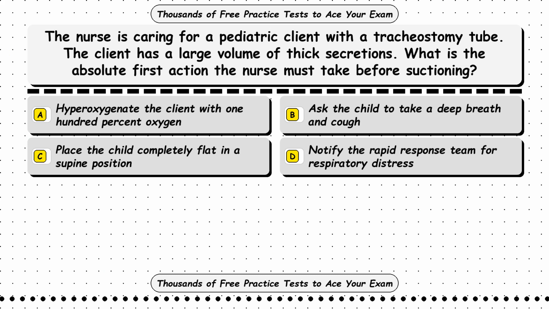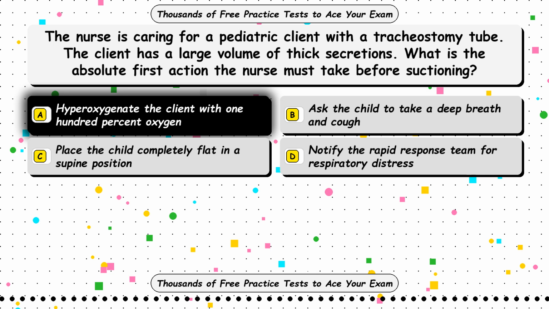Question 72. The nurse is caring for a pediatric client with a tracheostomy tube. The client has a large volume of thick secretions. What is the absolute first action the nurse must take before suctioning? Option A, hyperoxygenate the client with 100% oxygen. Option B, ask the child to take a deep breath and cough. Option C, place the child completely flat in a supine position. Option D, notify the rapid response team for respiratory distress.